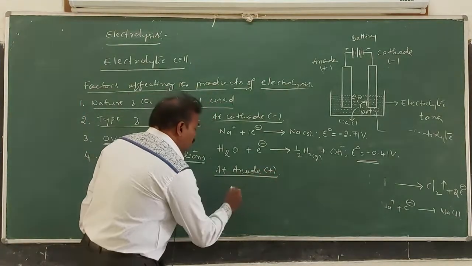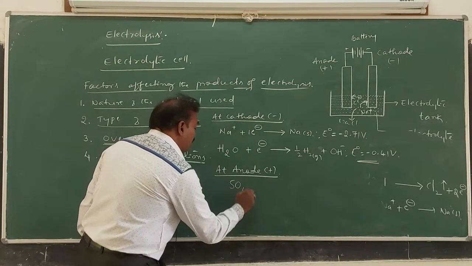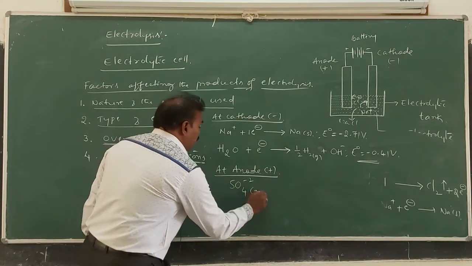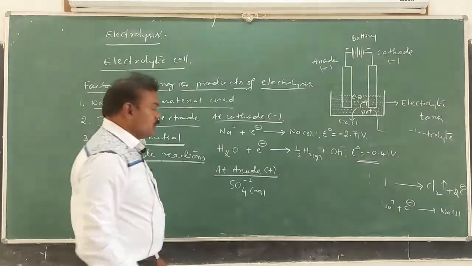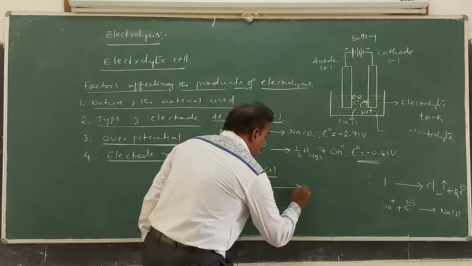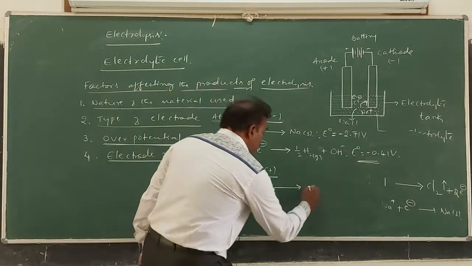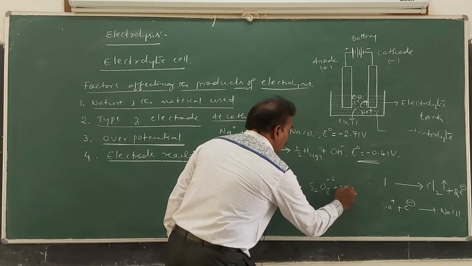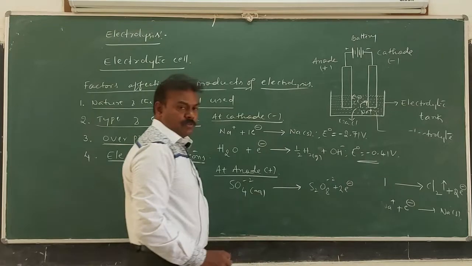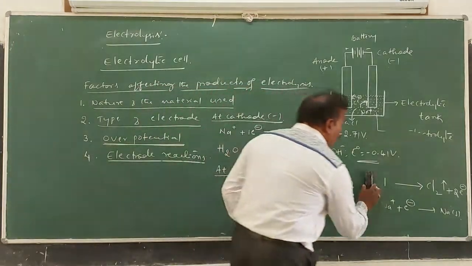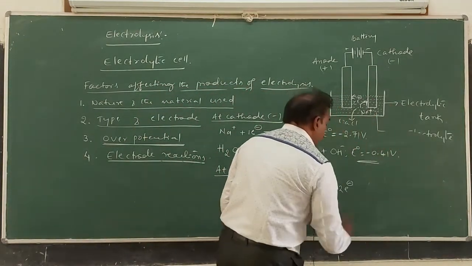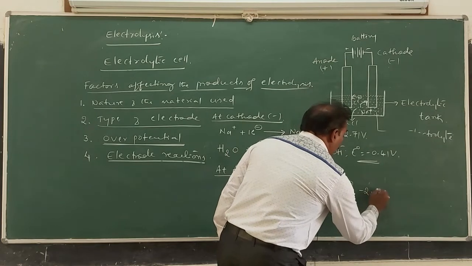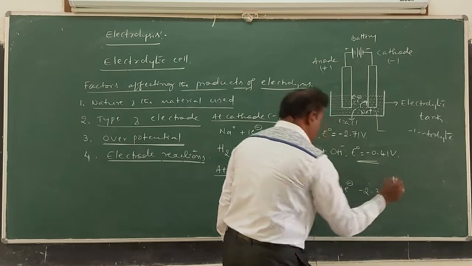Anode means positive charge. If I take, suppose, sulfate ion in aqueous state, here it undergoes oxidation giving S2O8 minus 2 ion, and there will be loss of 2 electrons. The value of electrode potential will be minus 2.31 volts.